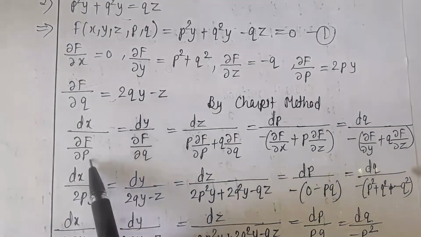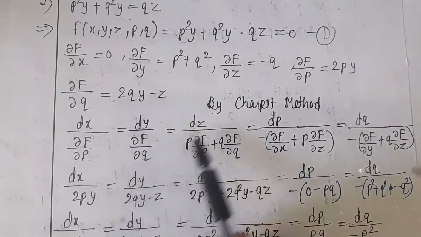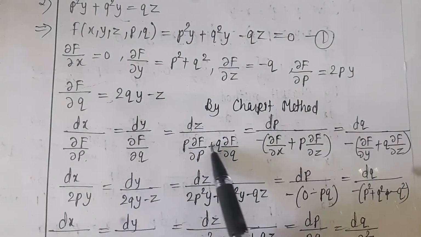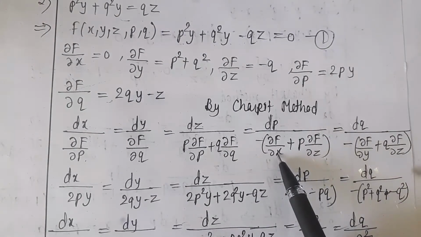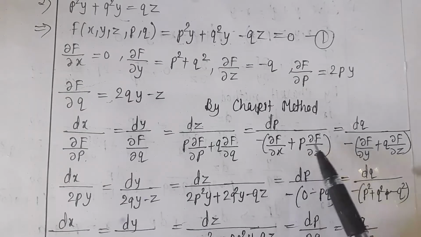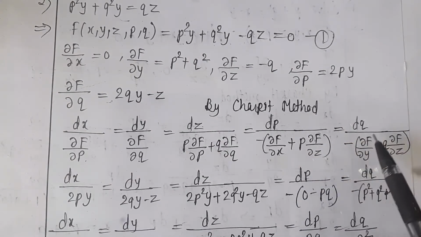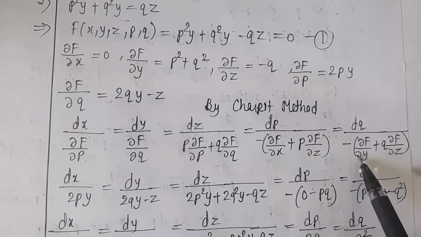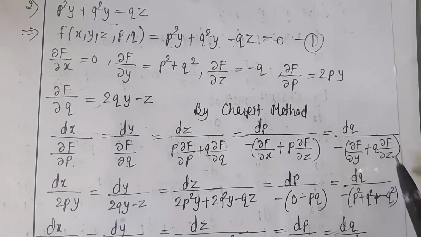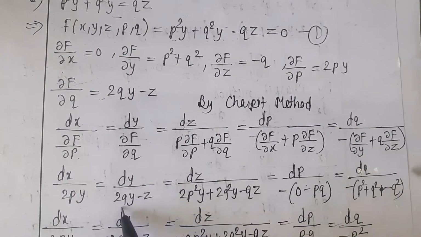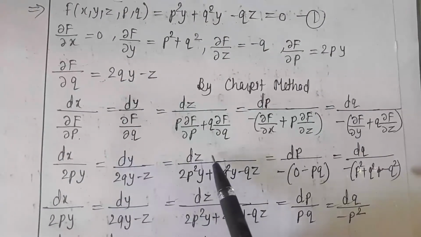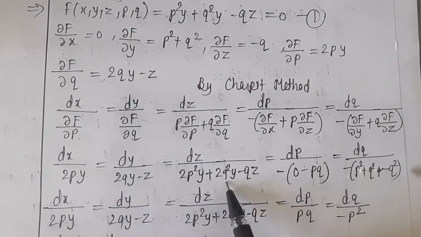dx/(∂f/∂p) = dy/(∂f/∂q) = dz/(p ∂f/∂p + q ∂f/∂q) = dp/(−(∂f/∂x + p ∂f/∂z)) = dq/(−(∂f/∂y + q ∂f/∂z)). So dx/2py = dy/(2qy − z) = dz/(2p²y + 2q²y − qz).